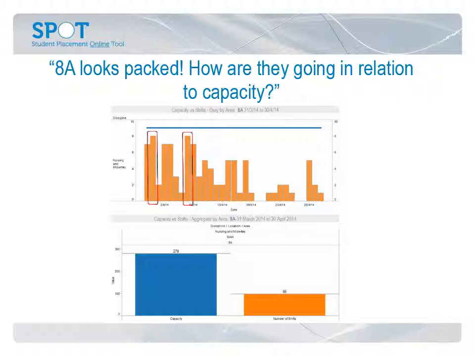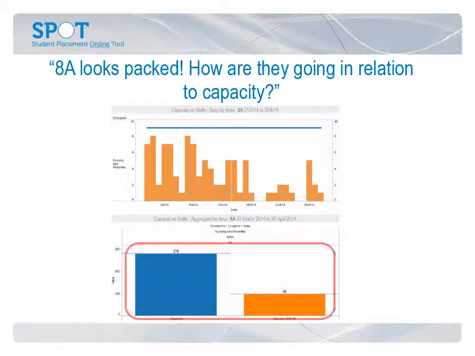2 days of the month they hit 8 students, and 4 days of the month they hit 7 students, but the rest they were well under capacity. We can also see here where school holidays were, as there's a sharp reduction in the number of students attending. To give you a sense of the overall capacity of the ward, we have an aggregated graph down the bottom.